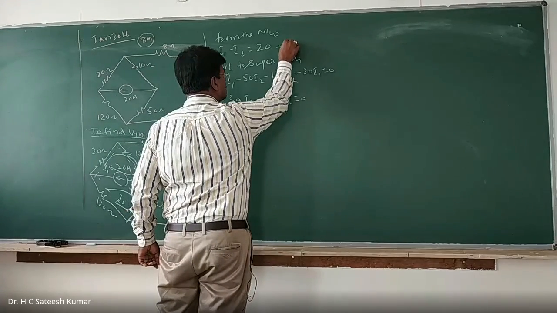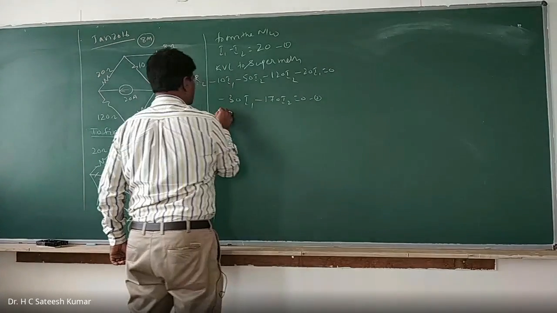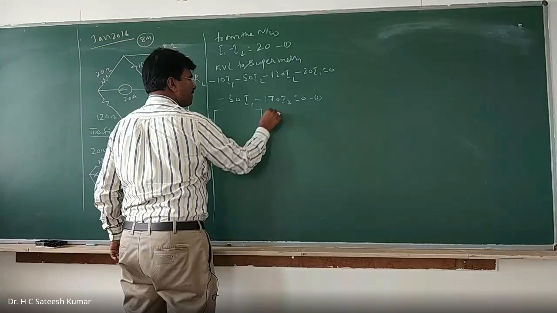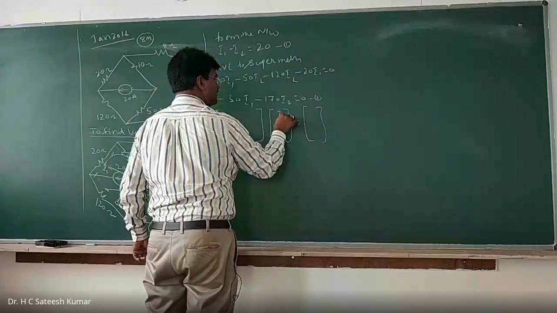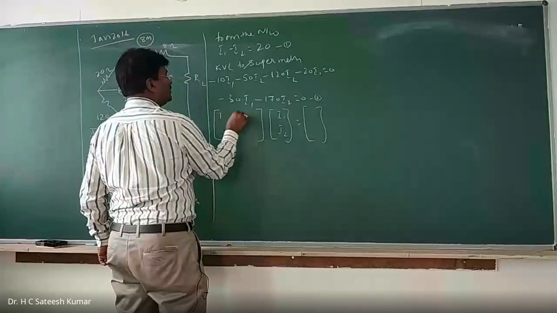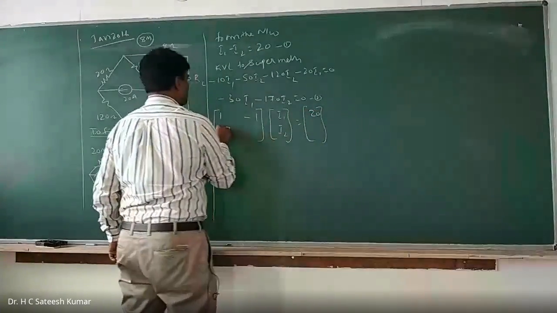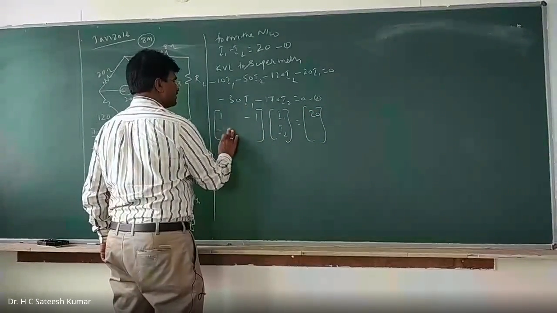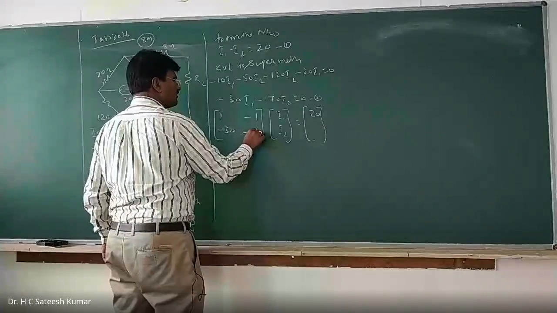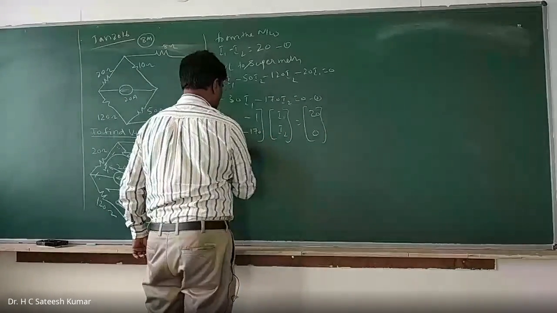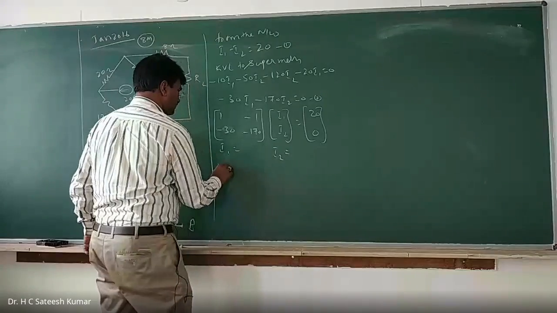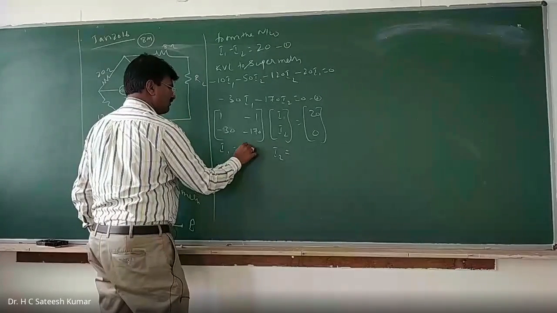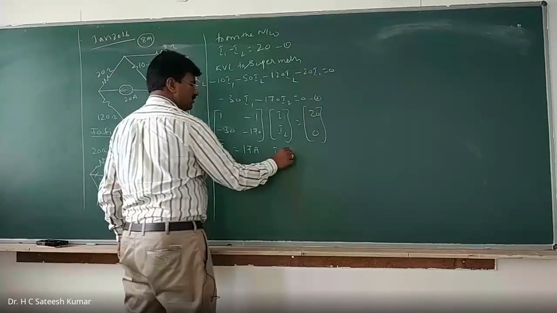Solve these two equations. I1, I2: 1, minus 1, 20; minus 30, minus 170, 0. I1, I2. Next: 17 amps, minus 3 amps.